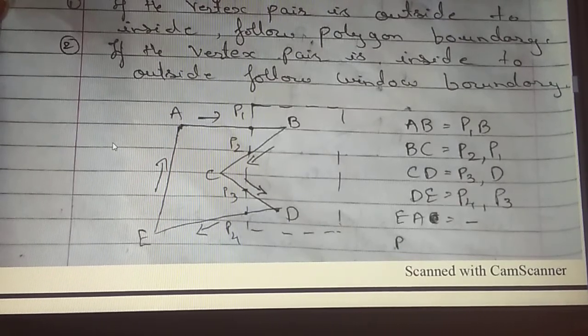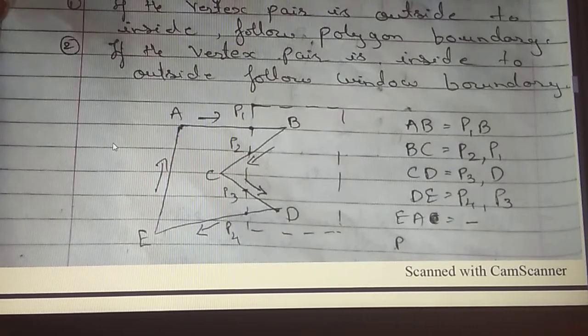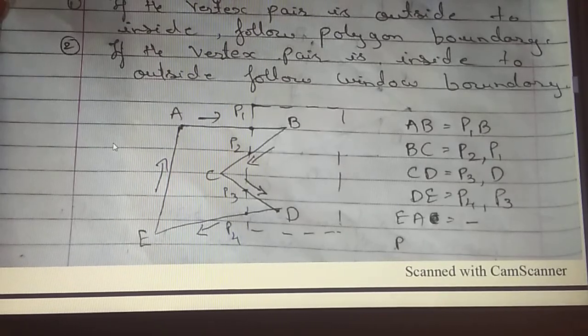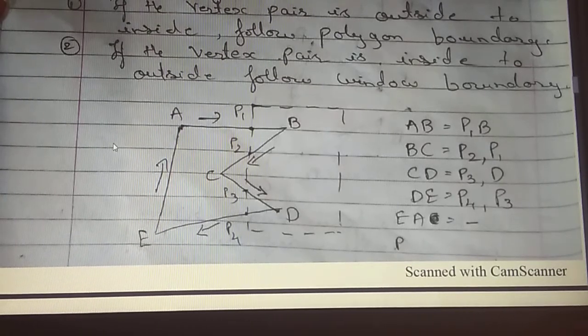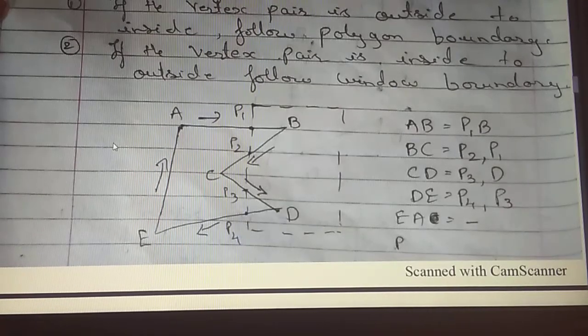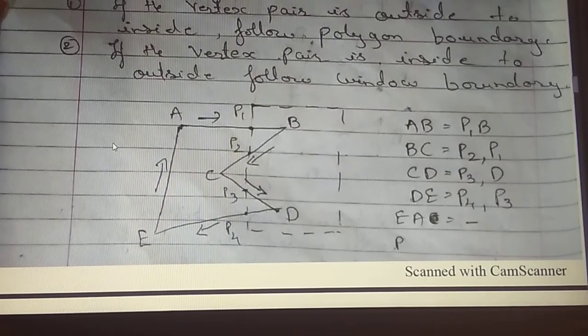Next is BC. For BC, it is inside to outside, and for inside to outside we follow only the window boundary. So we find the intersection point as P2. We mention only that, and the previous one, for B, is P1. You can write P1 or you can directly write only P2, that will also do. So for AB it will be P1B, and for BC it will be P2.